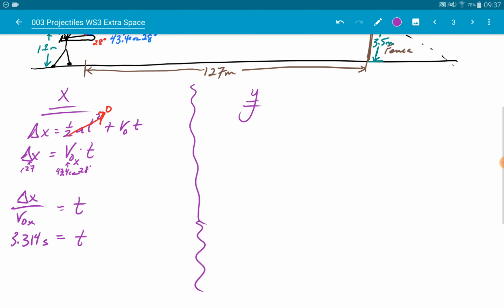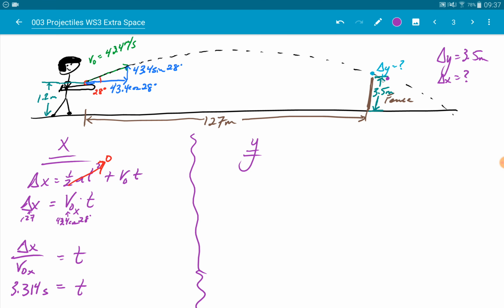Okay, great. But I didn't care about the time to get there. Oh, that's right. I cared about how high that thing is there. So let's go over to the vertical dimension here, and I'll keep going in purple because this is nice. I like this.